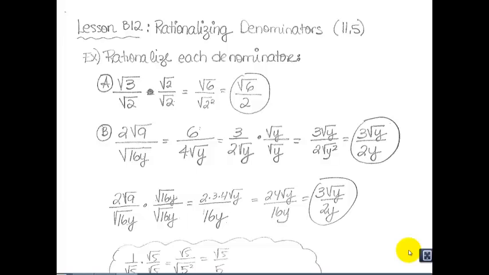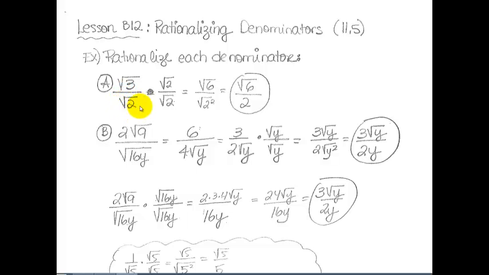Hello, this is going to be lesson B12, Rationalizing Denominators. It is also found in section 11.5 of your book. Example number 1 is about rationalizing each denominator. What does that mean? Basically, I start out with this expression right here, and rationalize means you don't want to have a radical in the denominator.